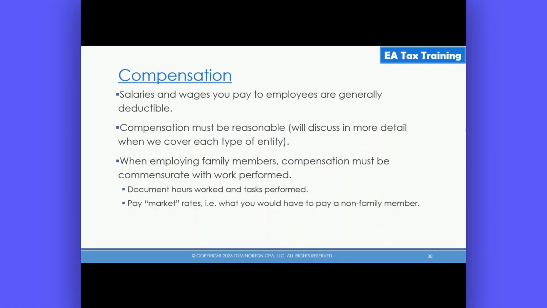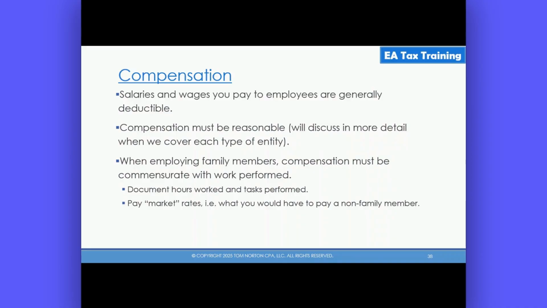When employing family members, compensation must be commensurate with work performed. Now, it is perfectly fine to employ and pay family members. It's done every day all over the country. There's lots and lots of family businesses where there are family members who are employees, of course, and they are getting paid. However, as you might guess, this could be an area that is ripe for abuse.